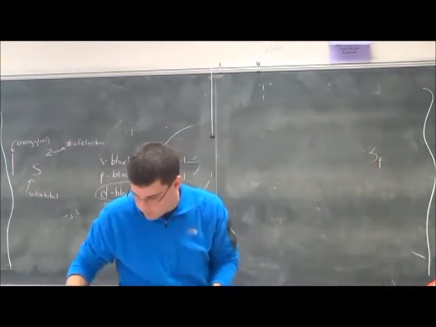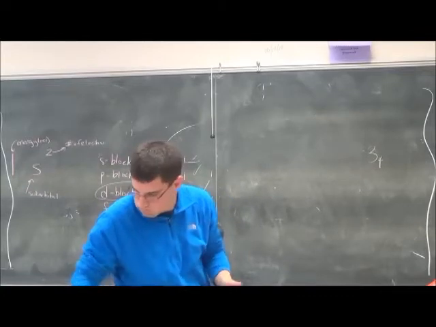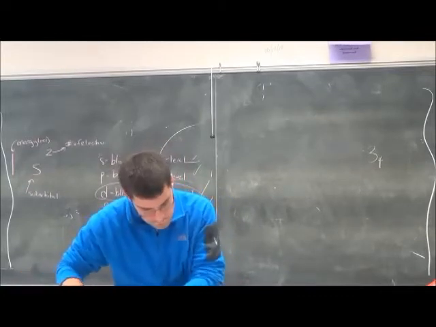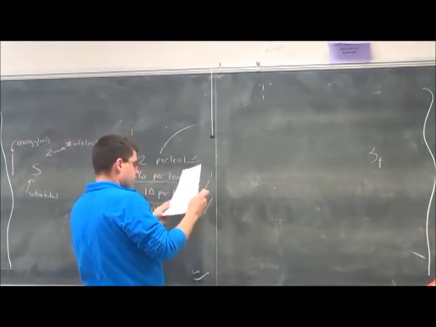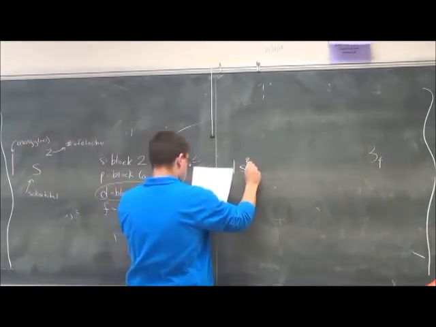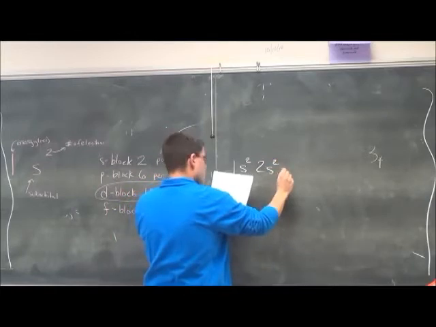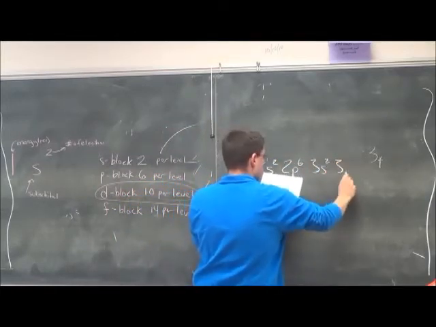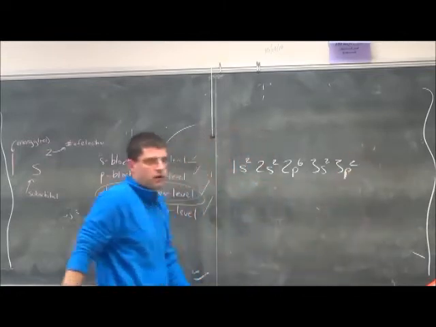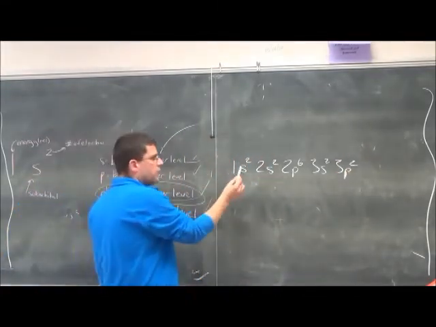Let's go down to the second set. I'm going to give you the electron configuration: 1s2, 2s2, 2p6, 3s2, 3p2. Very easy. Count the electrons.